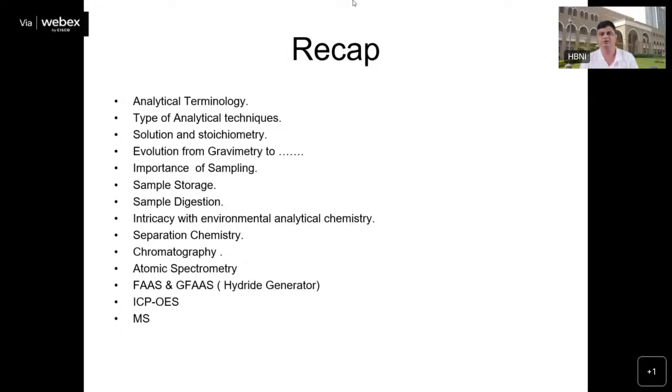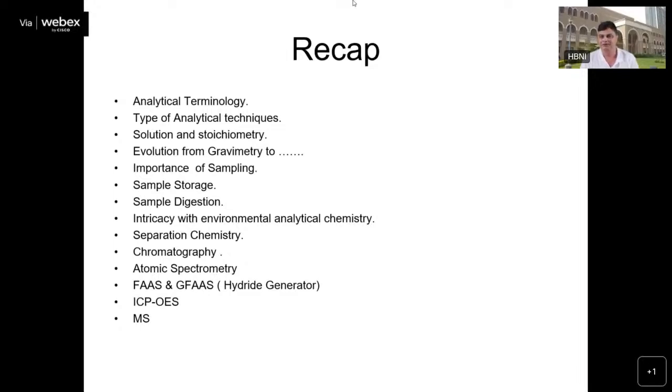So, analytical terminology: we have discussed the sample, which is nothing but the composition of analyte and matrix. Analyte is the element which we are targeting for the analysis, and everything except the analyte is considered the matrix. Then we have seen terminologies like PPB and PPM, and the sensitivity of the instrument, how to define the sensitivity of a particular instrumentation. That is nothing but the slope of the calibration curve.